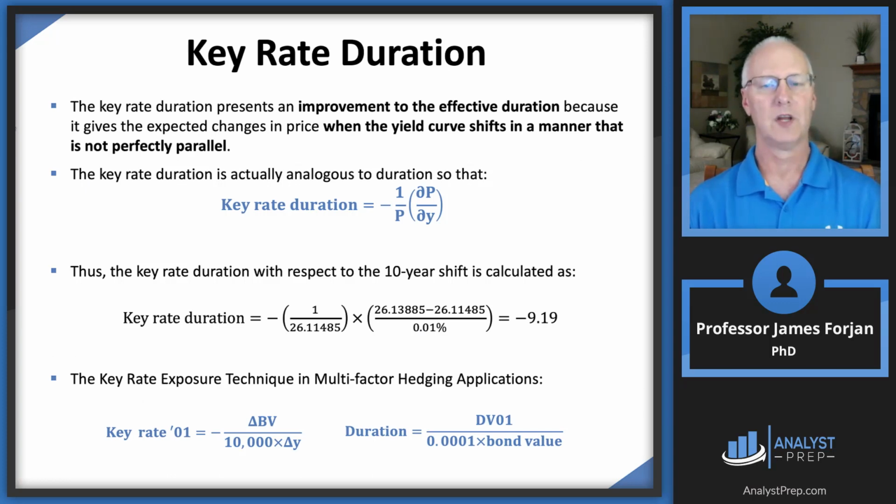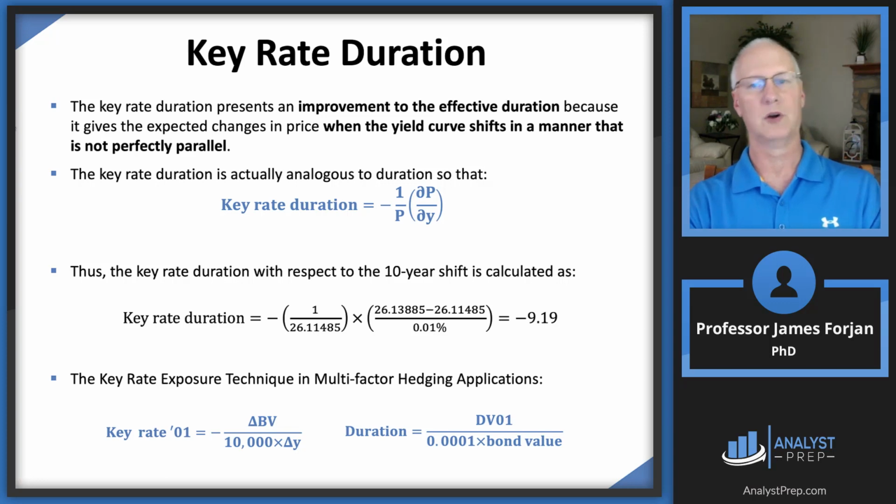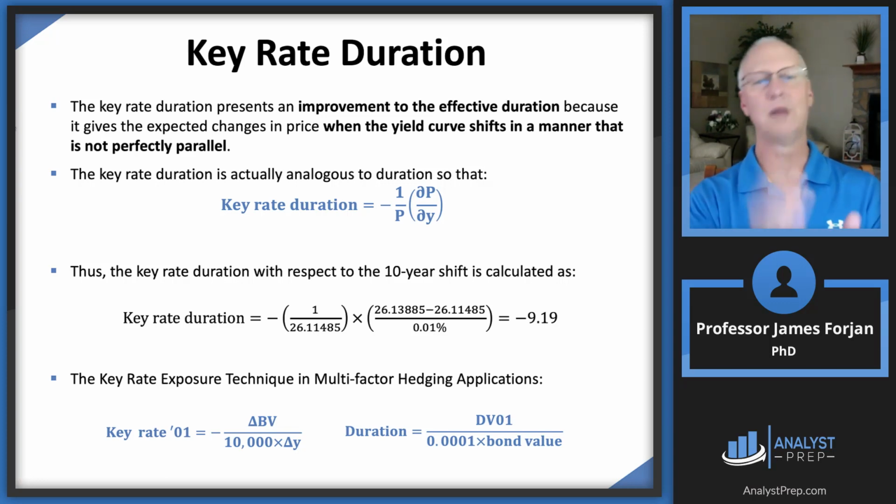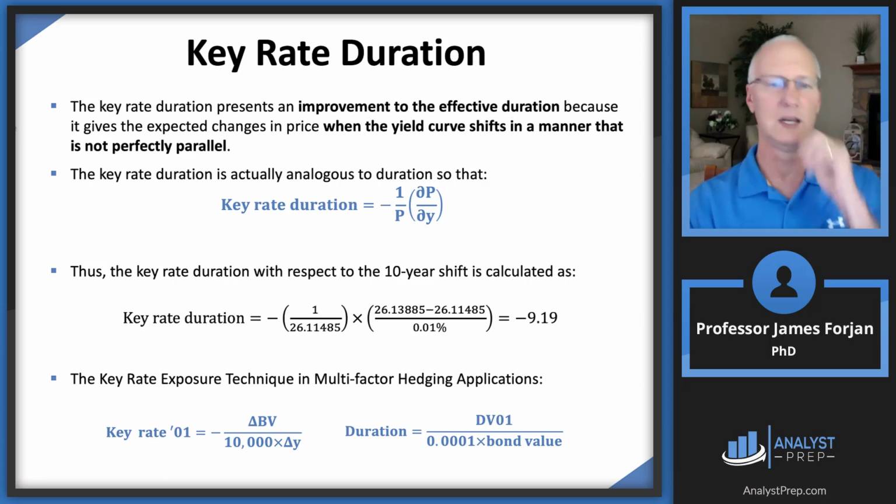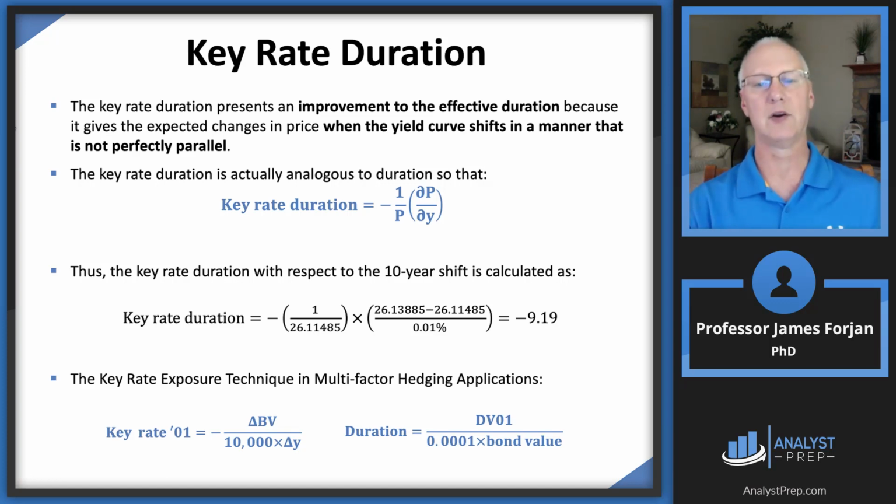All right, so let's shift over to key rate duration. So what is this? Key rate duration is going to tell us about an expected change in price when the yield curve shifts in a manner that is not perfectly parallel. And so how do we do that? We do that with those 2, 5, 10, and 30-year key rate exposures. So there's the formula. I think we had that up in the last chapter as well for key rate duration, and there's really nothing new or interesting about that. It's just a key rate rather than the entire duration.